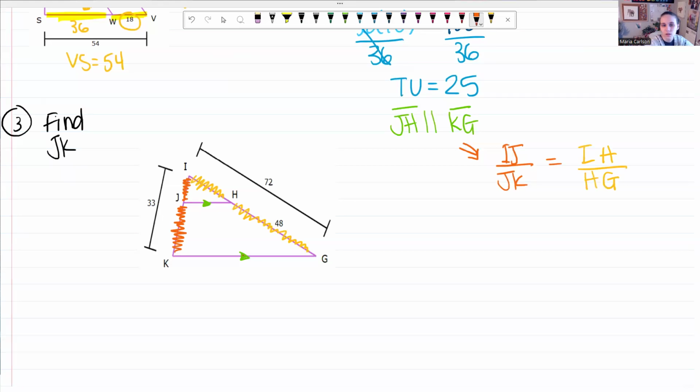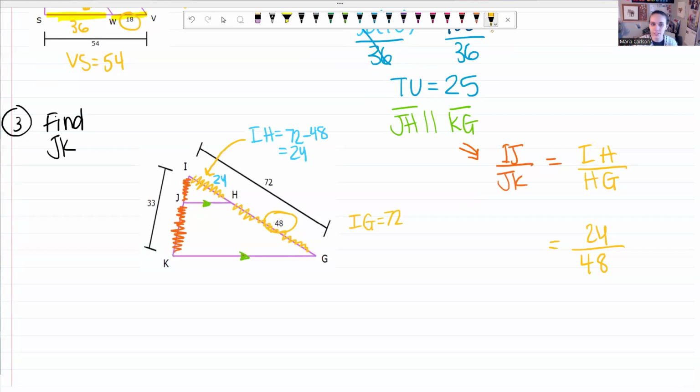There we go. Now, what do we actually know? Well, I think I know a little bit more about the yellow side. So I'm going to start with that first. I know that HG is 48. So this is over 48. And IH, I can find similar to how we did in the last problem, right? This is just a piece. We know the entire length, IG, is 72. So to find this IH, I can simply subtract 72 minus 48, which gives me 24 is the length of IH. So I'm going to fill 24 in here.